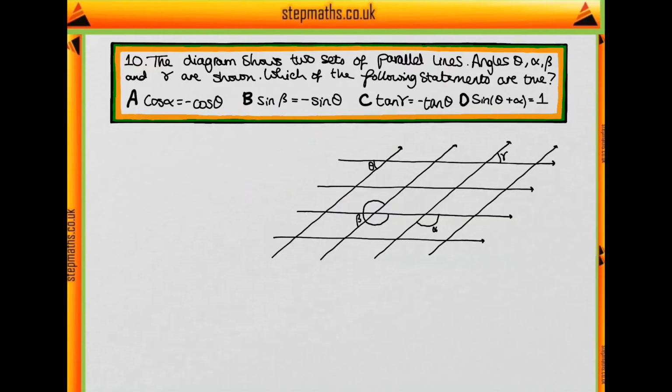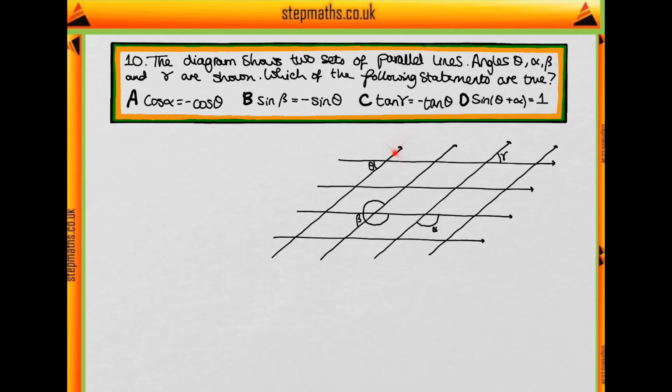So in this question we're given a diagram drawn out here, which shows some parallel lines and another set of parallel lines, and we're given some angles, theta, alpha, beta and gamma, which are shown below, and we want to know which of these statements is true. So first of all, let's have a look on the grid and see if we can work out what different relationships we have between the different angles. So pause the video and see if you can do this now.